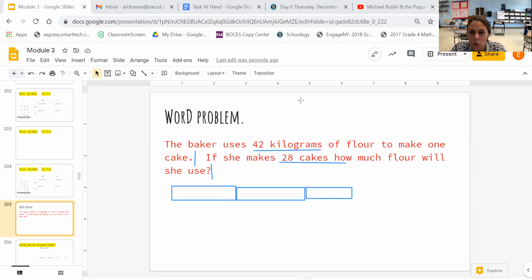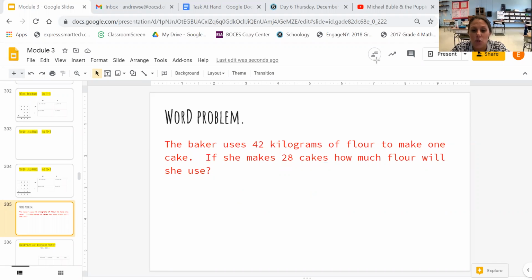That's a lot. So I could definitely do repeated addition and do 42 plus 42 plus 42 plus 42, 28 times. That sounds like a lot of work. So what I'd like you to do is multiply 42 times 28 to figure out how much flour the baker will use. Go ahead, pause your video, and then check back with me to see your answer. Good luck.